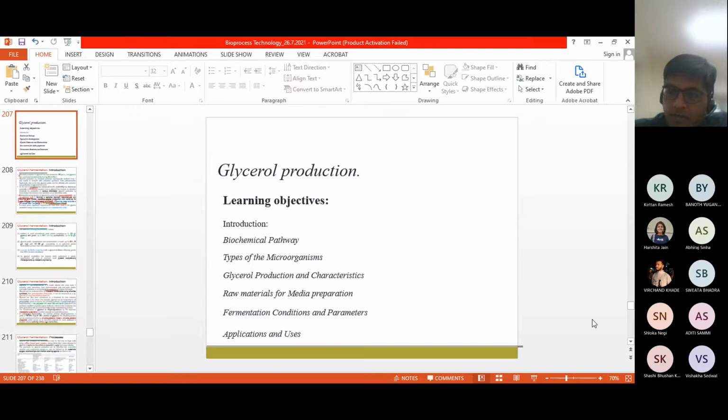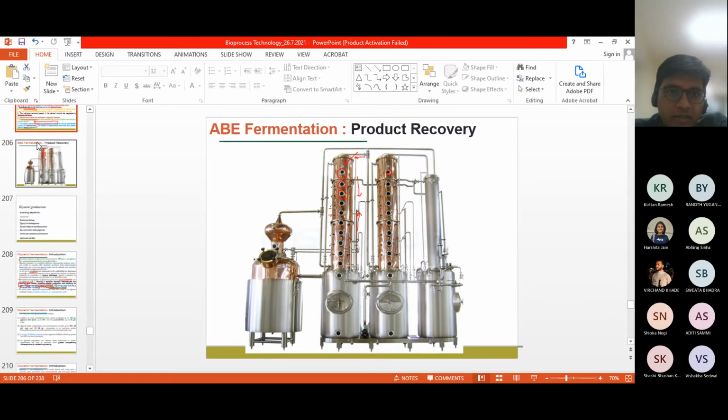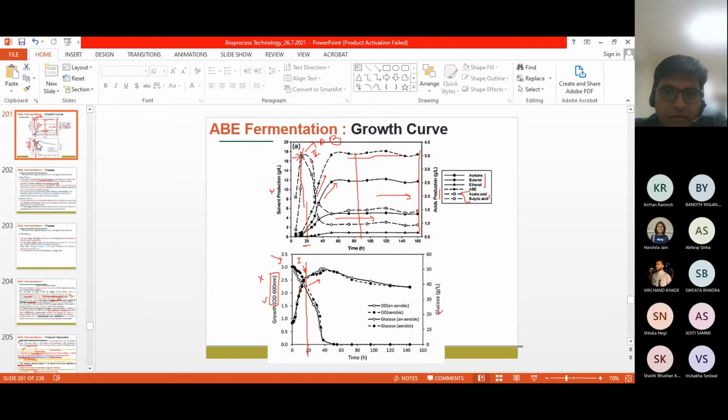So I think everyone had a good time in your semester break. And before the semester break, I think we were discussing and we have completed the acetone, butanol, ethanol fermentations. And we have looked into the biochemical pathways, the growth curve, how the substrate is being utilized. The substrate means the glucose is being utilized for the production of the acetone, butanol, and ethanol.